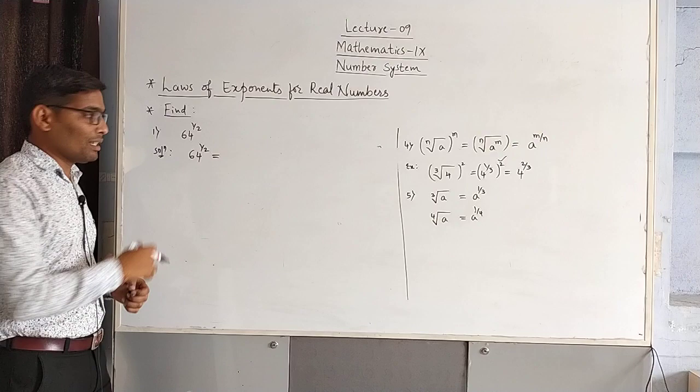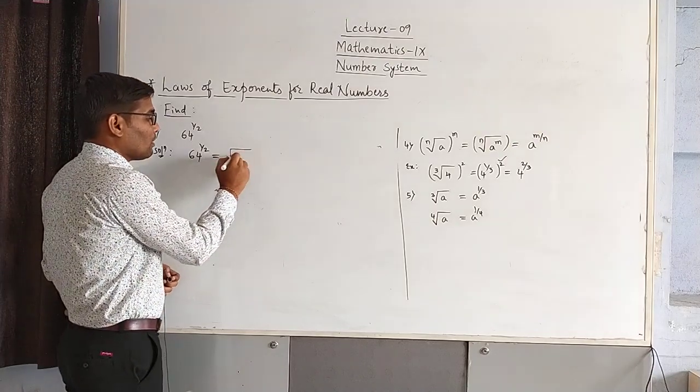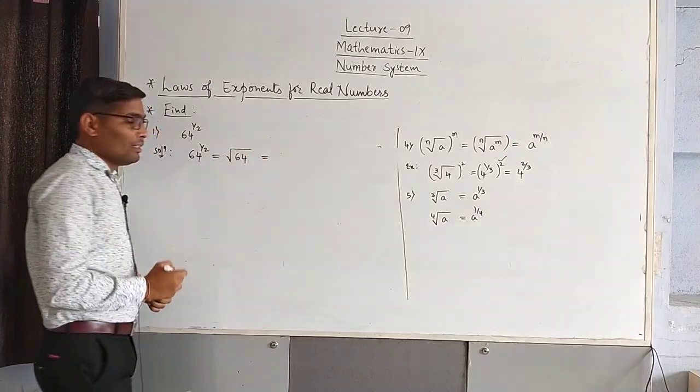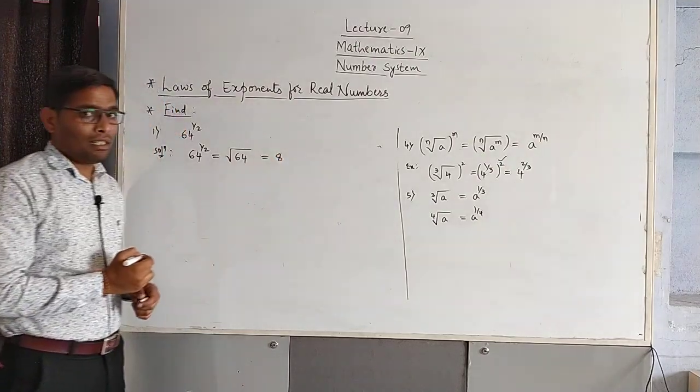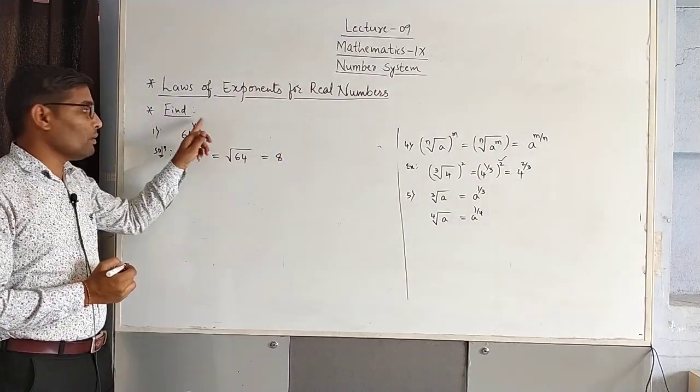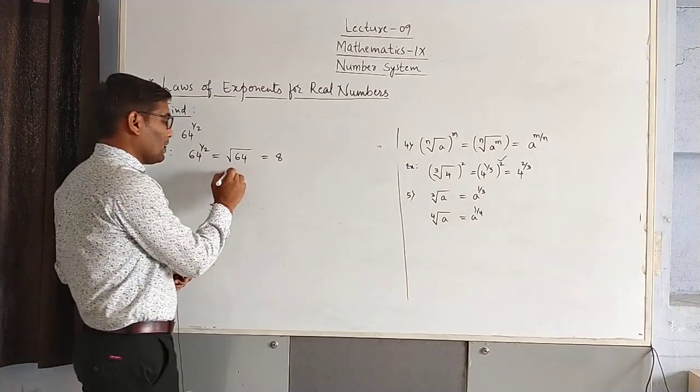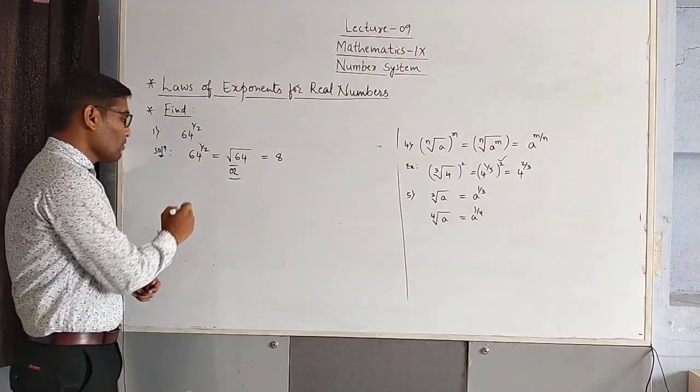64 to the power 1 by 2 can also be written as square root of 64. That is, square root of 64 is 8. So this is the answer of 64 to the power 1 by 2. It can also be written as, or we can solve like this.